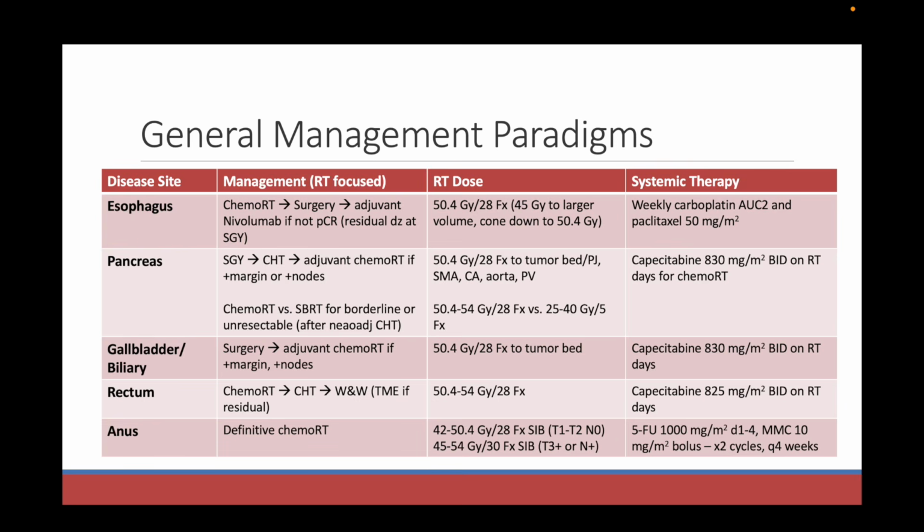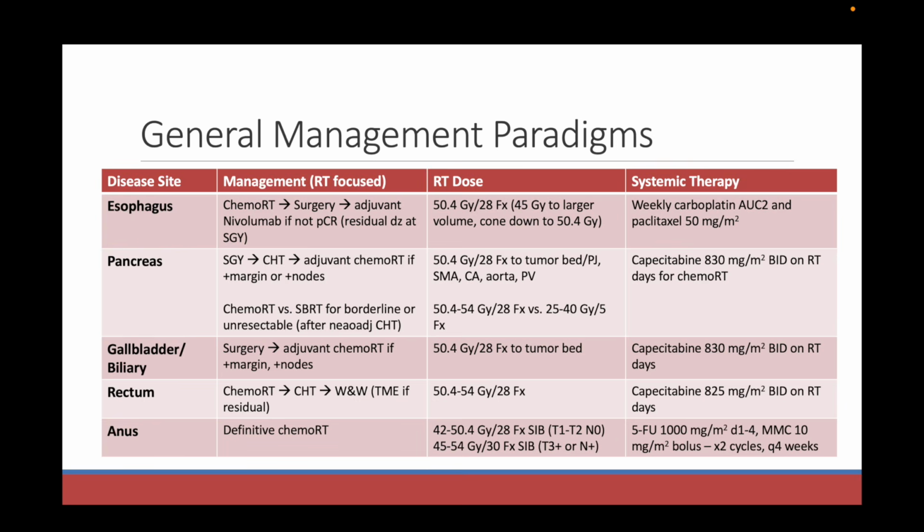As far as concurrent systemic therapy is concerned, with esophagus, we do carbotaxol. So the regimen is actually very similar to lung cancer regimen, which is weekly carboplatin AUC2 and paclitaxel 50 milligram per meter squared. Pancreas cancer, biliary cancer, and rectal cancer, they all get capecitabine, 825 to 830 milligram per meter squared, given BID only on the days of radiation.